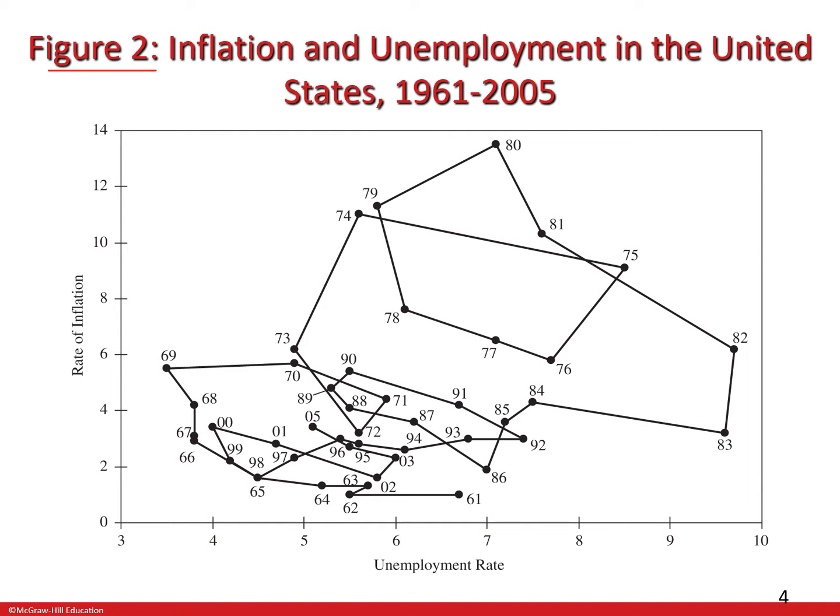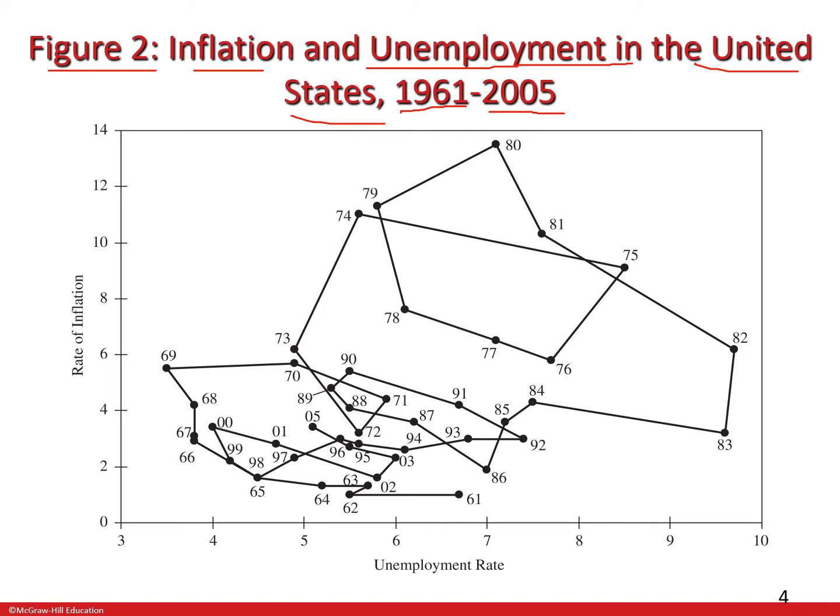Figure 2 displays inflation and unemployment in the United States from 1961 to 2005. The experience of the U.S. economy during the 1960s seems to confirm the belief that there was a trade-off between inflation and unemployment. We can see that the data points between 1961 and 1969 suggested that the United States was moving along a stable Phillips curve.